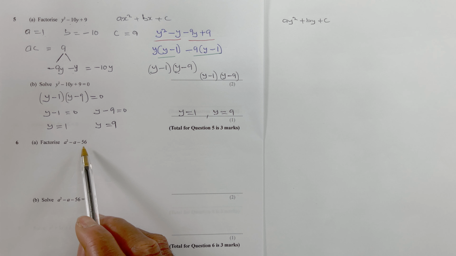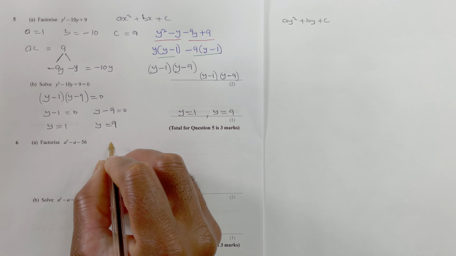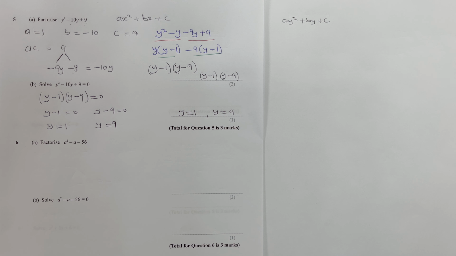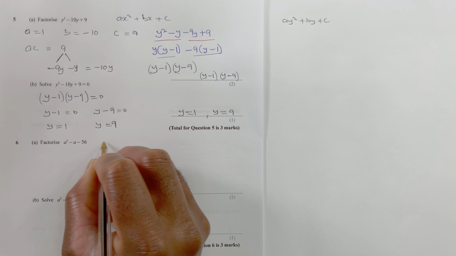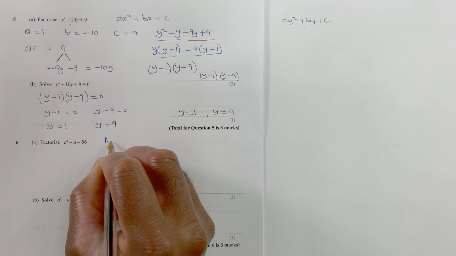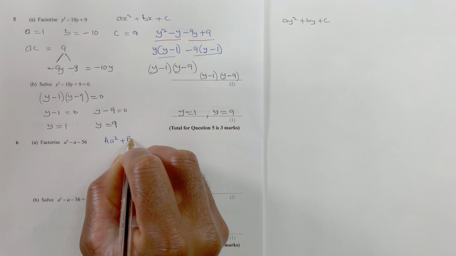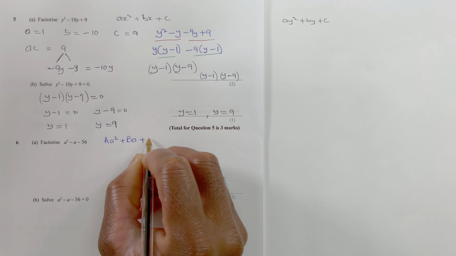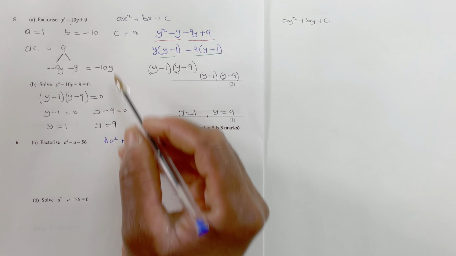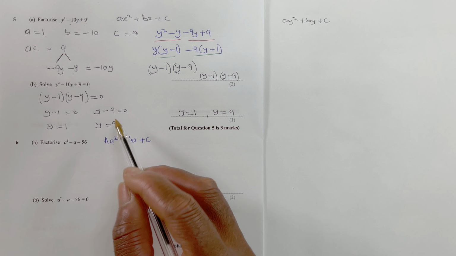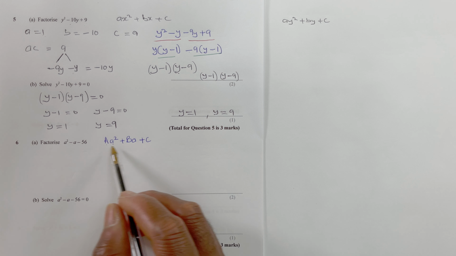Question 6, factorize. Again, you want to compare that with a quadratic expression. A quadratic expression is basically, in this case, I'm going to use capital A squared minus capital B plus capital C. So the variable is A rather than X. Instead of X, we put A as the variable. That's why I'm using capital A, not to confuse with the lowercase a. So again, that's a quadratic expression.